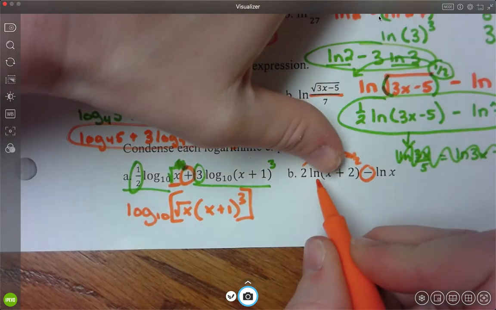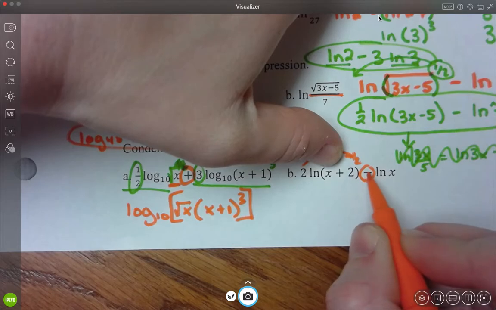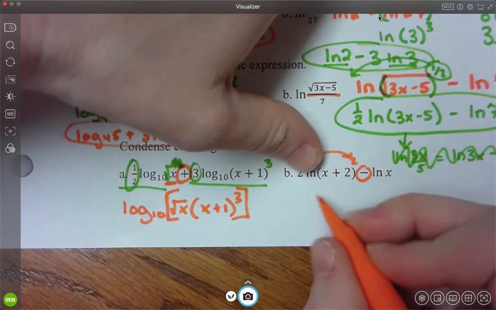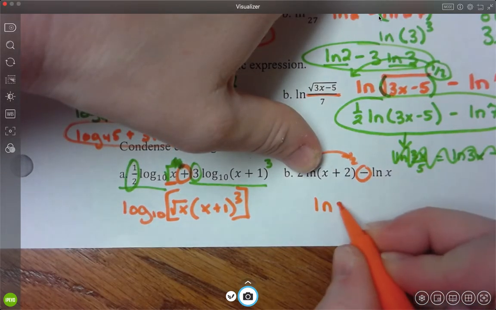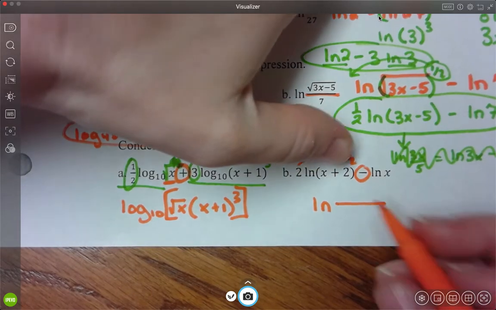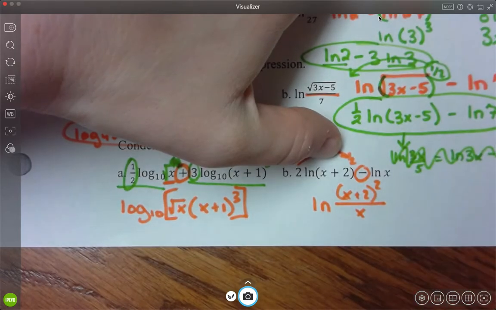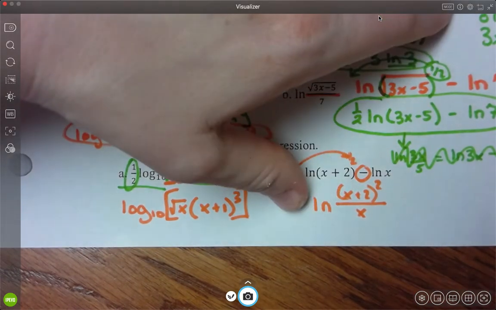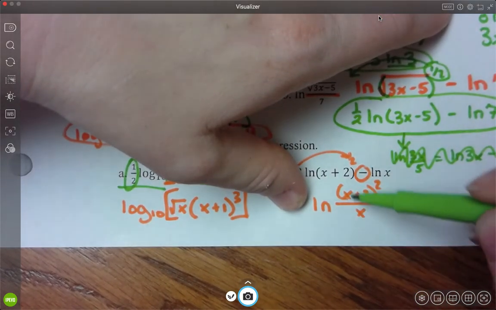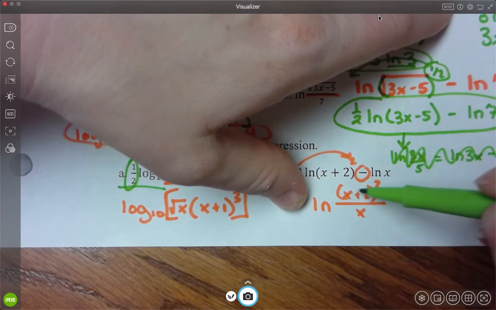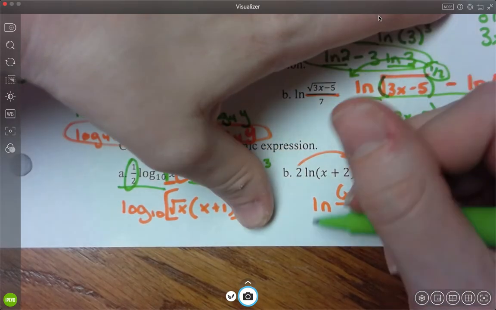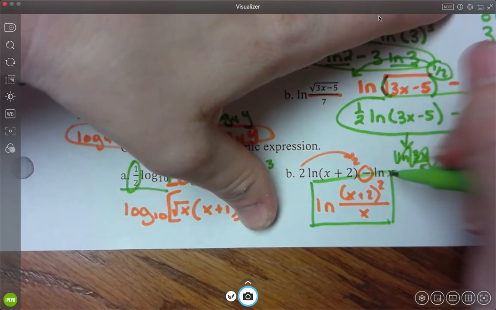So I have ln of x plus 2 squared minus ln of x. The minus means divide, so when I put them together, I'm going to have some sort of division. The top is going to be x plus 2 squared, and the bottom is just going to be x. Okay, now don't try to cancel. This is like an algebra thing. Don't try to cancel those two x's out because this one is trapped. So this is going to be your final answer. That's what you get at the very, very end.